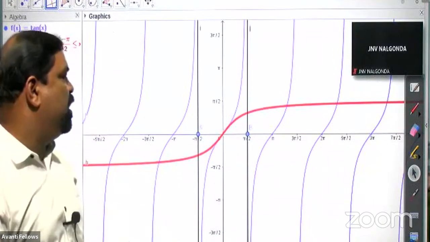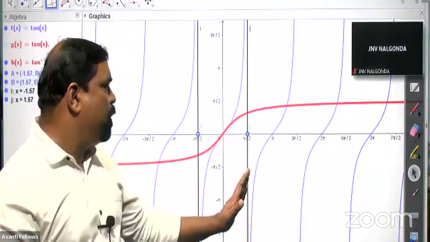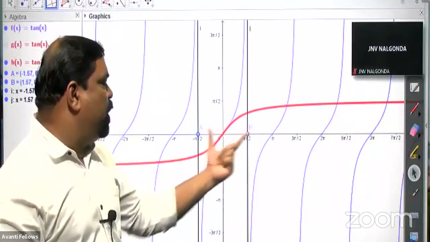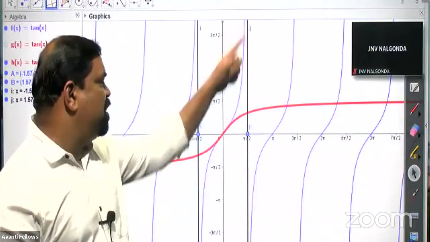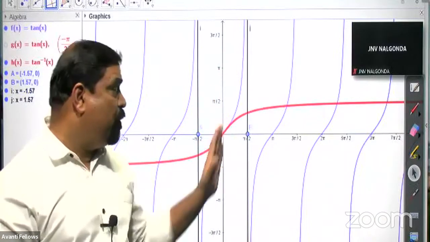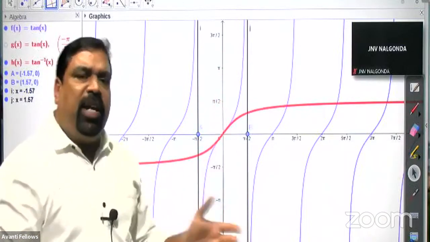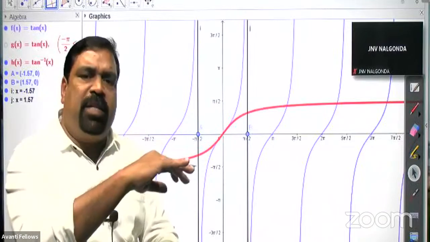I have drawn two lines at minus pi by 2 and plus pi by 2. In between minus pi by 2 and plus pi by 2, the tan function is one-one and onto. This is the graph of tan x, not the inverse actually. To get the inverse, we just interchange the x-axis and y-axis.